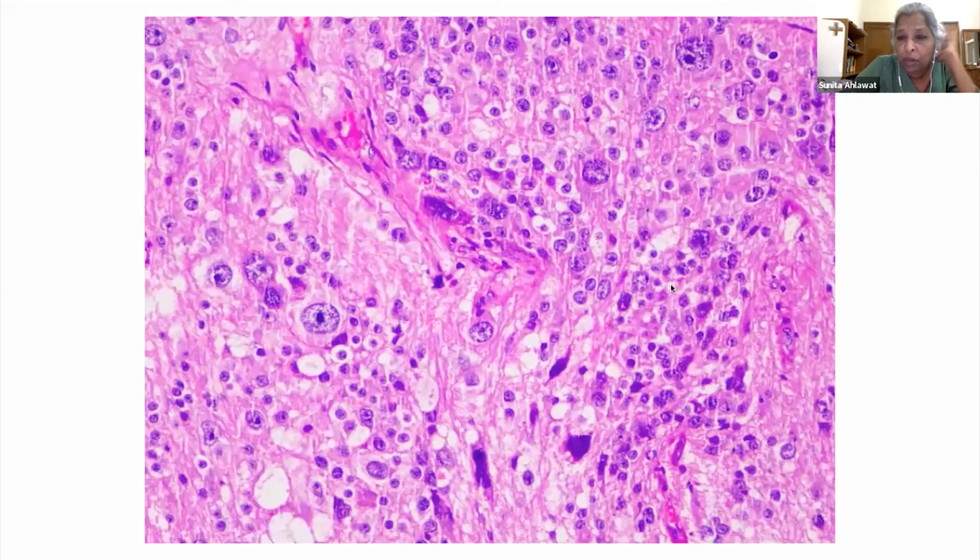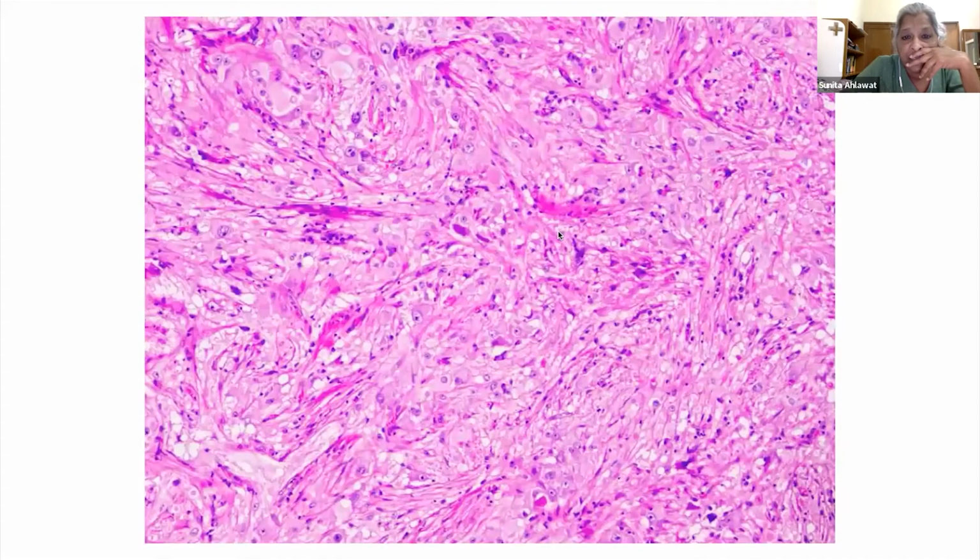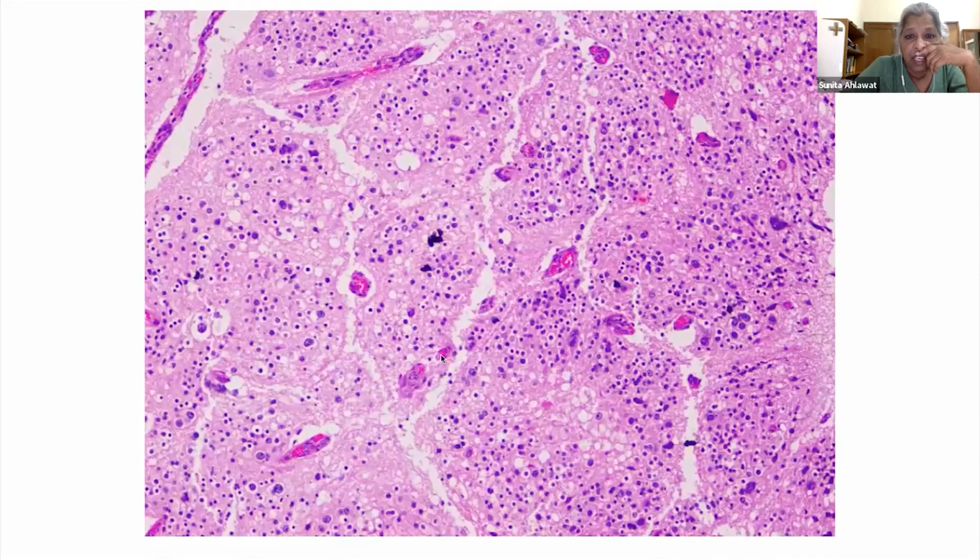This is almost giving an impression of a neurocytoma, clear cells, but the cells are a little larger. Some of them are very big. And here at the lower part, you can see these lobules which are made up of these neurocytes or large ganglionic cells.